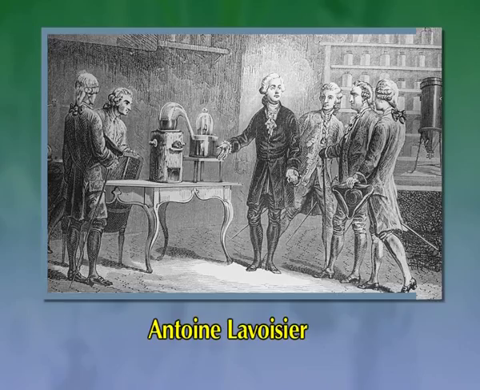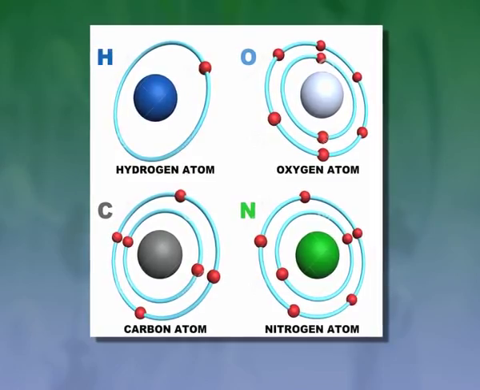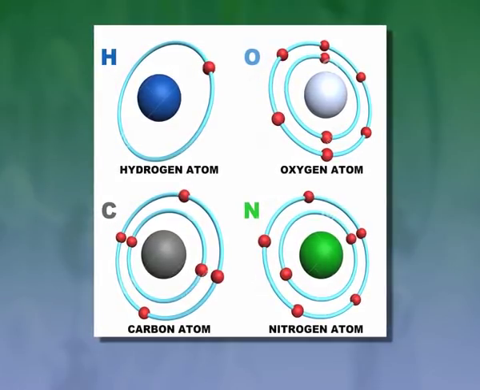Antoine Lavoisier, from 1743 to 1794, noted the relative chemical simplicity of the mineral world or the inorganic world and contrasted it with the complexity of the plant and animal world. The latter he knew were composed of compounds which are rich in elements like carbon, oxygen, nitrogen, hydrogen.